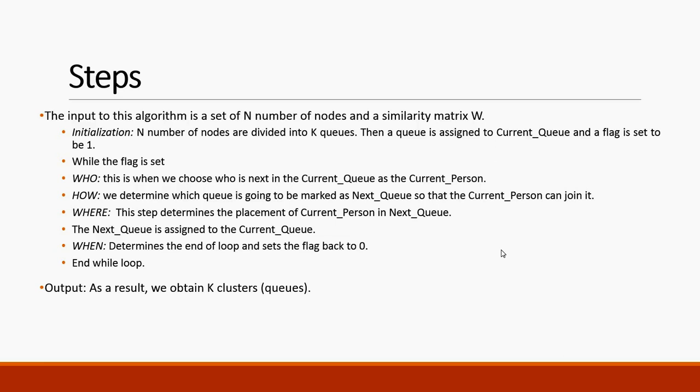How? It helps in determining which queue is going to be marked as the next queue so that the current person can join it. This step determines the placement of the current person in the next queue. The next queue is assigned to the current queue, and the "when" part determines the end of the loop and sets the flag back to 0. Unless the flag is set to 1, the loop continues, and when it's set to 0, it stops. The end while loops. When the while loop ends, the program stops. The output is that we obtain k clusters or queues.